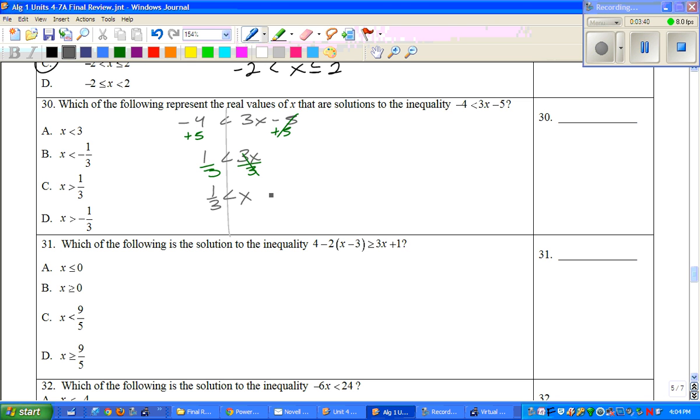Now we just talked about this, how we want the variable first. So when we rewrite this, it's pointing at the 1/3. Make sure it's pointing at the 1/3. Okay. And then when we look at our answers, we get C.